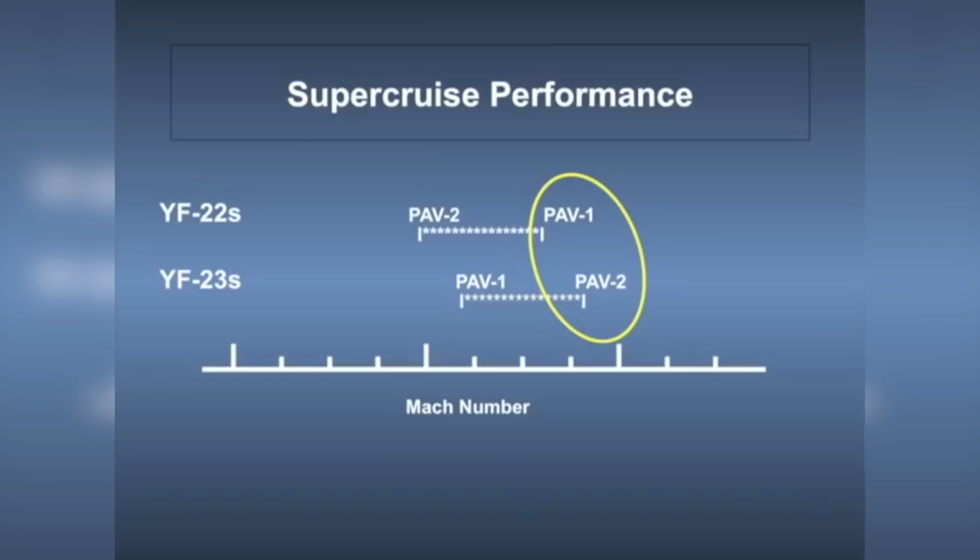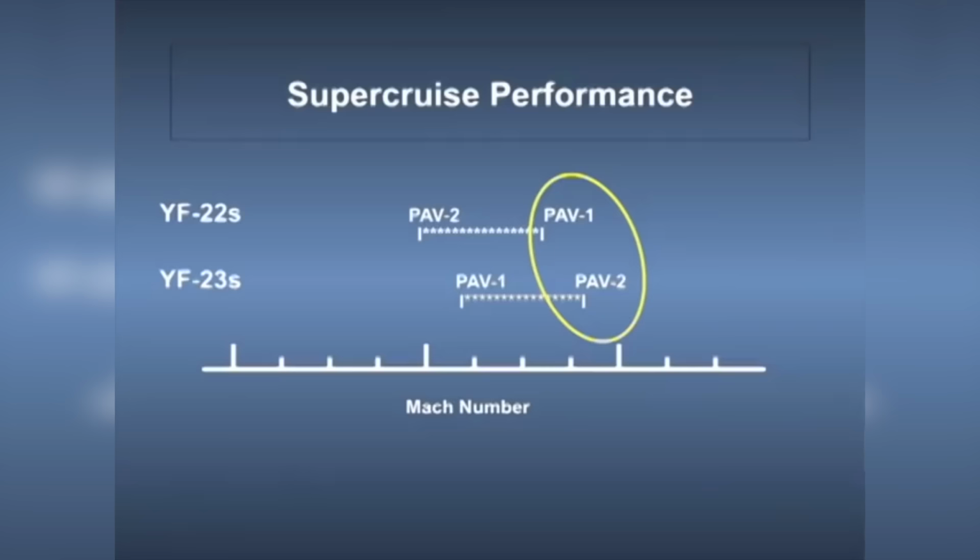Super Cruise was one of the main things for the program, something that we had to demonstrate. And this is a demonstration here of the way that the airplanes were configured, if you will. The number one YF-22 was powered with the General Electric engine. And the number two Lockheed Martin F-22 was with the Pratt and Whitney engine. That configuration was reversed for us, don't know why, but PAV 1 was equipped with the Pratt and Whitney engine, and PAV 2 was equipped with the General Electric engine.